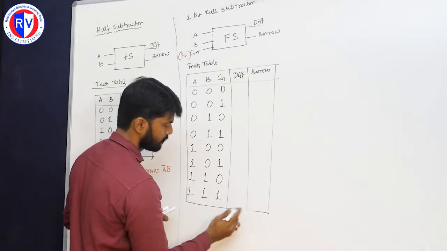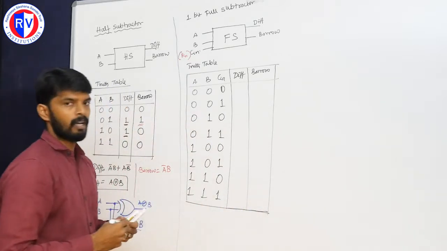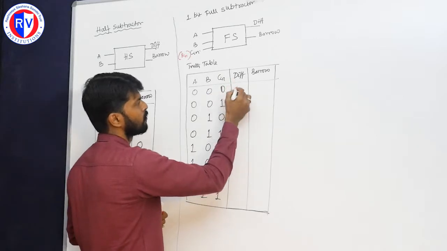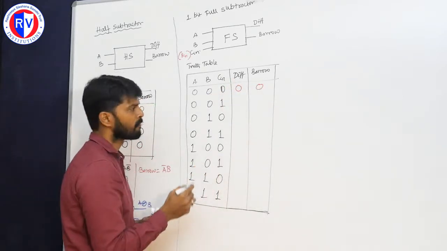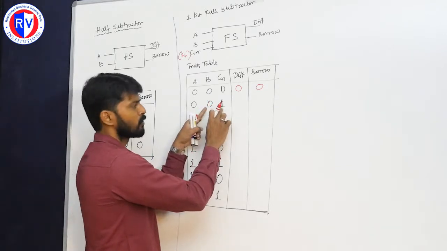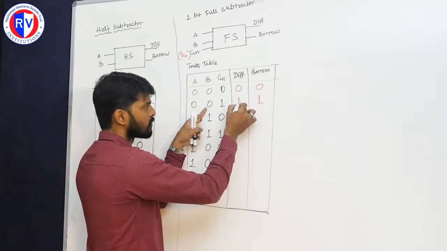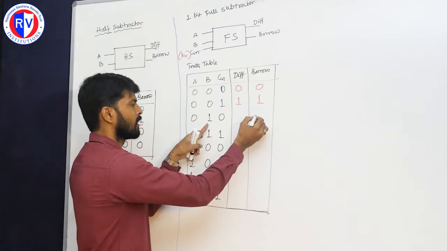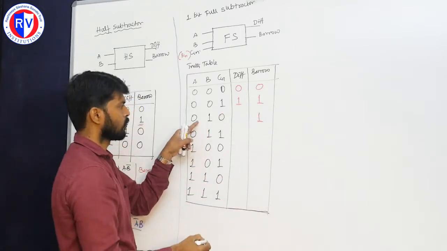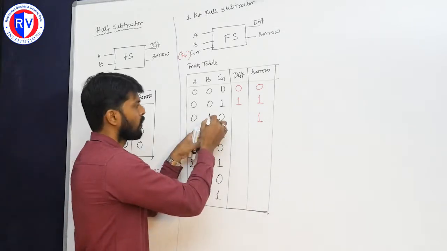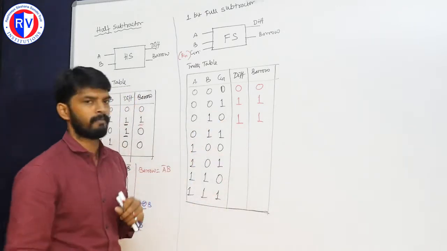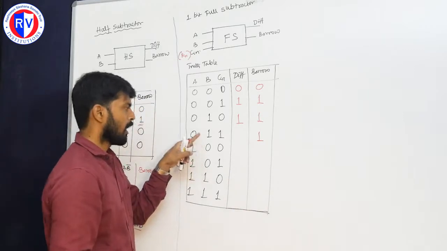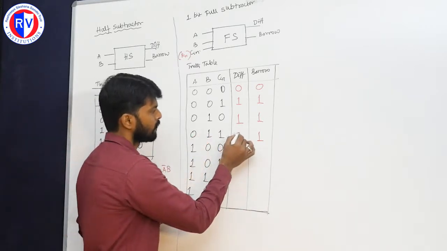Now I need to fill it out. So we need to do subtraction. 0 minus 0 minus 0, we are getting difference 0 and borrow also 0. 0 minus 0 minus 1, we need a borrow and the difference is 1. Similarly, 0 minus 1 minus 0, obviously we need a borrow for this and the difference is 1. 0 minus 1 minus 1, we need a borrow and the difference is 0. And 1 minus 0 minus 0, difference is 1. Next, 1 minus 0 minus 1, difference is 0. Then 1 minus 1 minus 0, difference is 0, and 1 minus 1 minus 1, of course I need a borrow and the difference is 1.